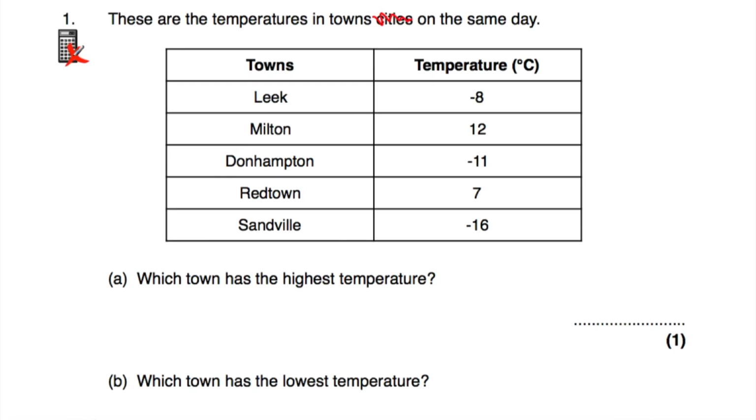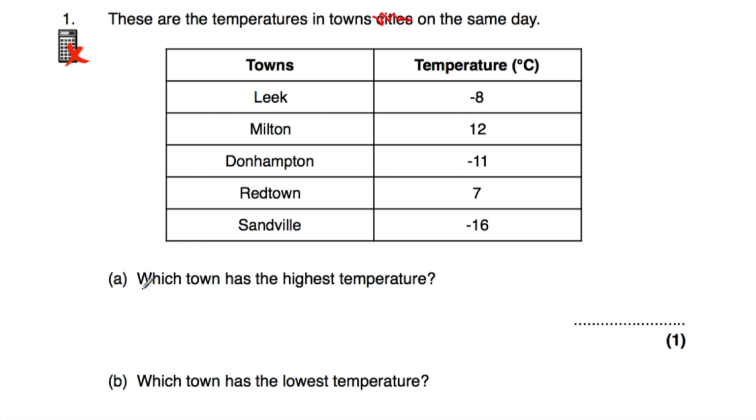So let's have a look at question number one. Question number one says these are the temperatures in some towns on the same day. So we've got some towns and we've got the temperatures in those towns. In Leek, it's -8 degrees Celsius. In Milton, it's 12 degrees Celsius. In Donhampton, it's -11 degrees Celsius. In Redtown, it's 7 degrees Celsius. And in Sandville, it's -16 degrees Celsius.